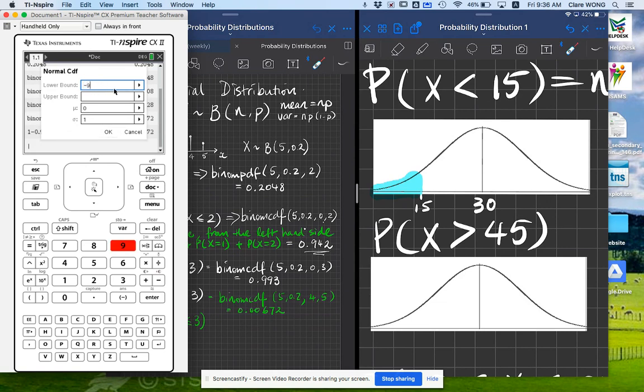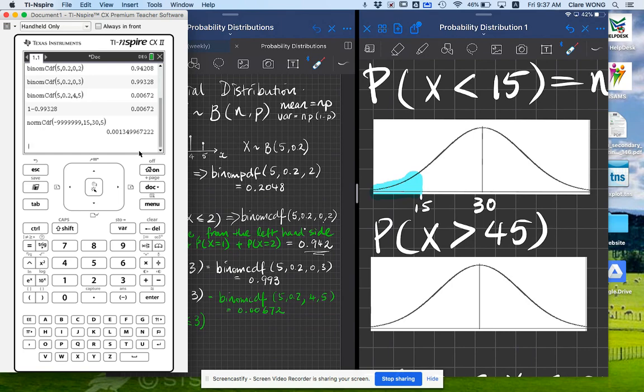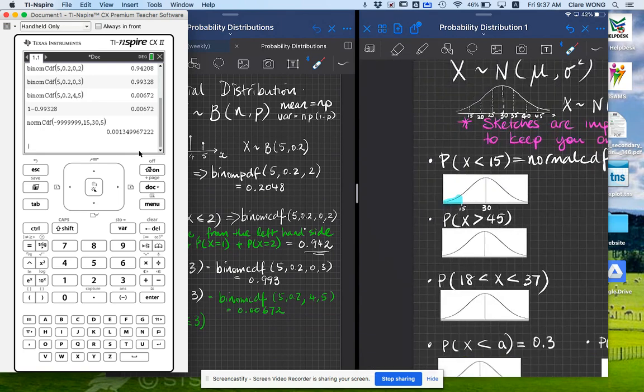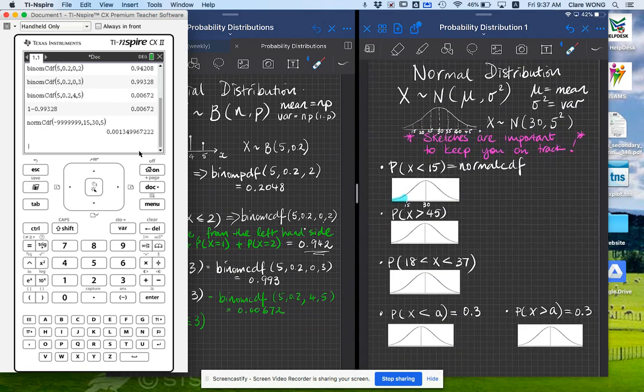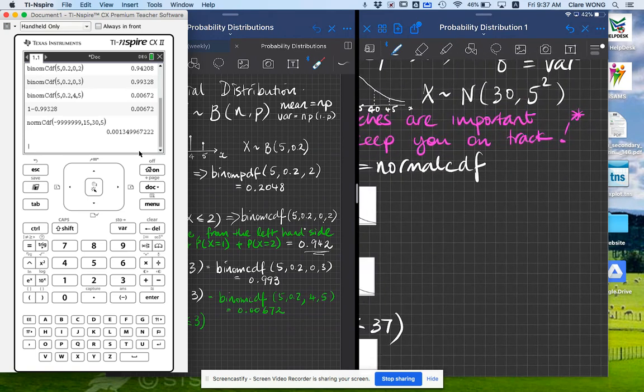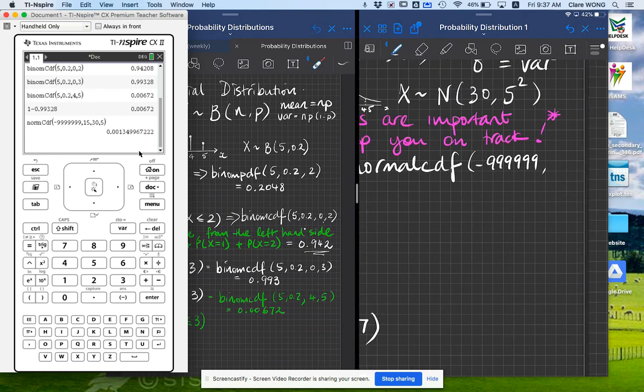Negative. I forgot to put the negative, that's why. 15, 30. Now that's better. So in terms of showing your work, it is perfectly okay to write down what you enter into your calculator.